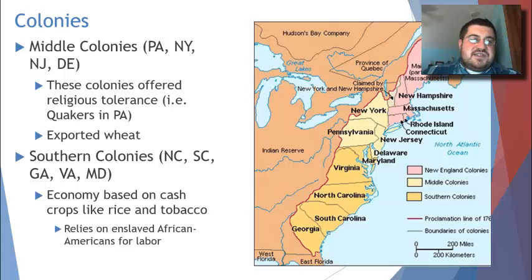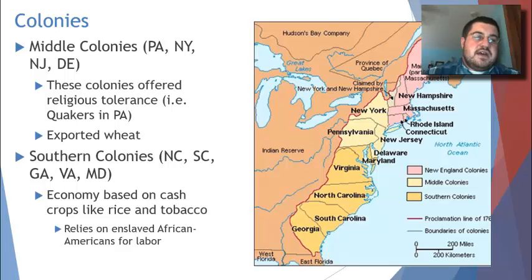The middle colonies, you can see a map there, are Pennsylvania, New York, New Jersey, and Delaware. And the people settled here because of the religious tolerance offered in these colonies. For example, the pacifist Quakers who settle in Pennsylvania. If you want to know what a Quaker looks like, think of the guy on the Quaker oatmeal box. And their economy exports wheat, so that's what they're important for.